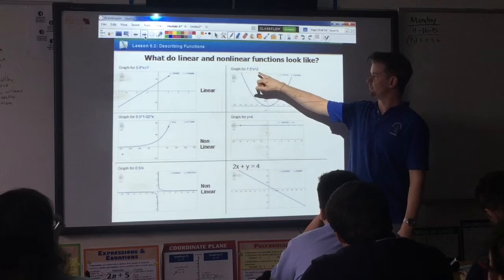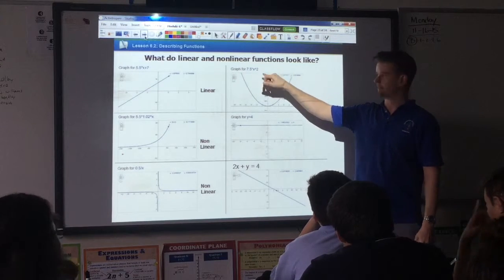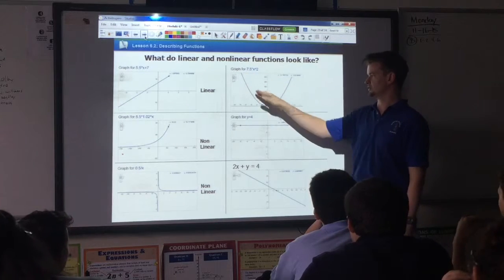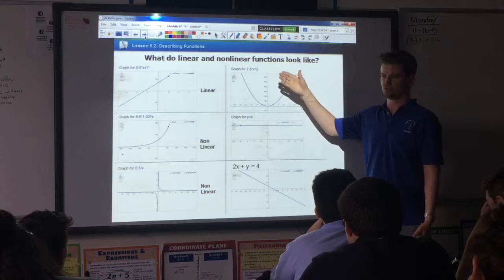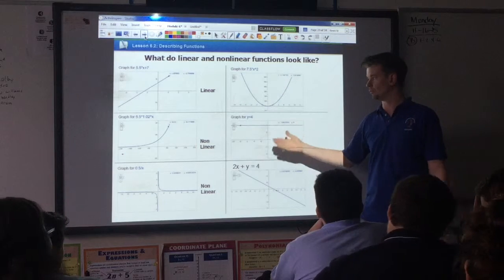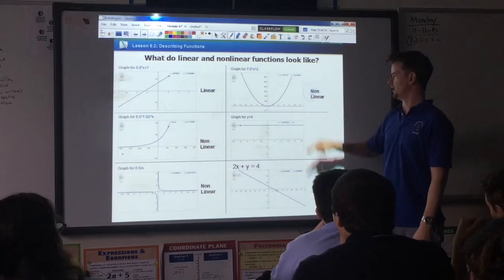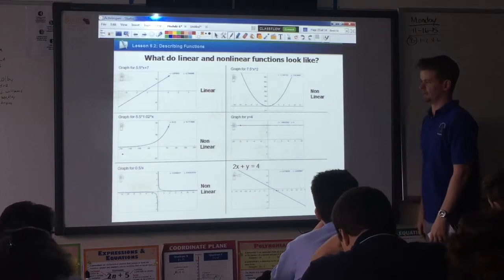When we graph 7.5 x raised to the second power, whenever you have something raised to the second power, it's going to look like this. It's going to look like an upward or downward facing view. That's known as a parabola. You don't need to know that word, but this, once again, is that going to be linear? No. No, it's going to be non-linear. Obviously, it's not a straight line.